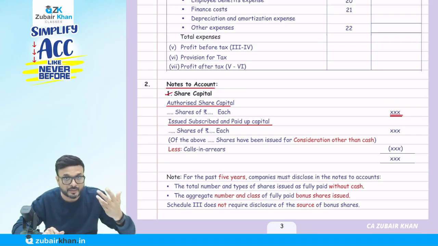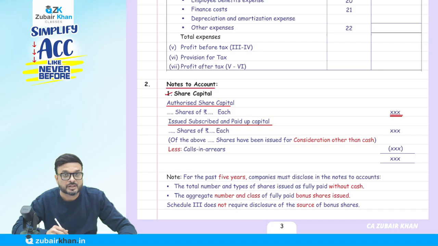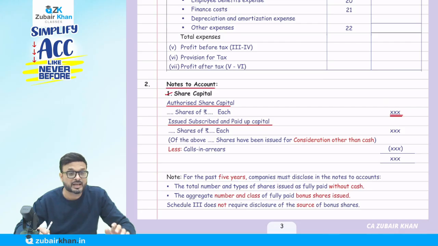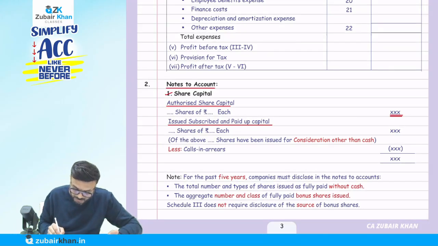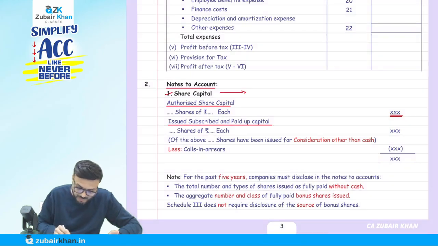If it is mentioned in the question, then we have to present it like that. Then issued, subscribed, and paid up capital. How many shares has the company actually issued in the market? For example, 50,000 is the total number of shares and we issued 40,000. So you will write 40,000 shares of rupees, whatever the face value, and here this amount will come. Always remember that share capital always represents only face value. What is the face value?